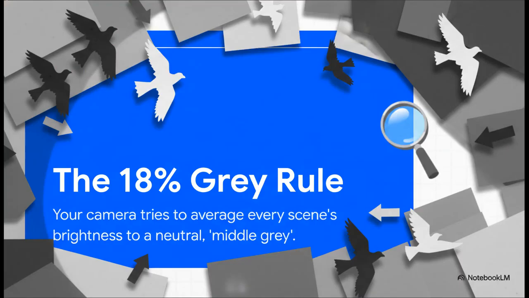So, let's meet the villain of our story today. It's your camera's light meter. And you know what? It's obsessed with one thing, making everything average out to this neutral 18% gray. So if it sees a super bright scene, what does it do? It darkens it. Sees a dark scene, it tries to brighten it up. It's always trying to find that boring middle ground. And for us, as bird photographers, that's exactly where all the trouble starts.